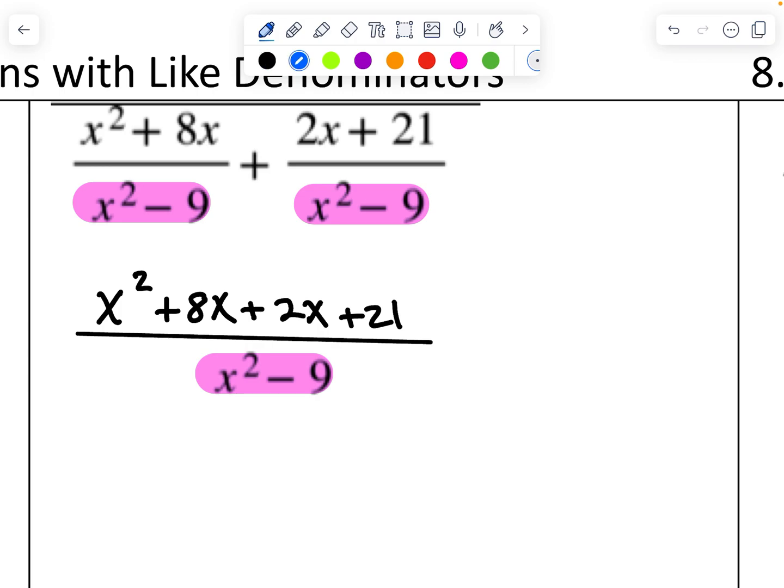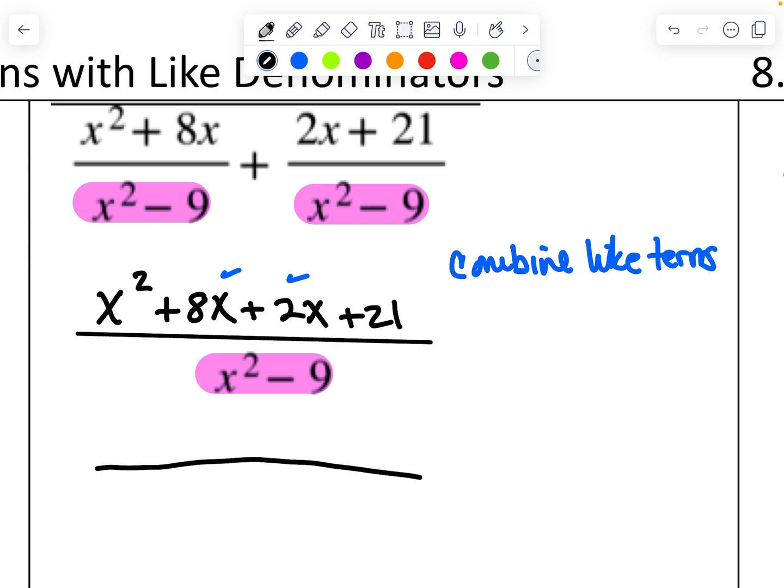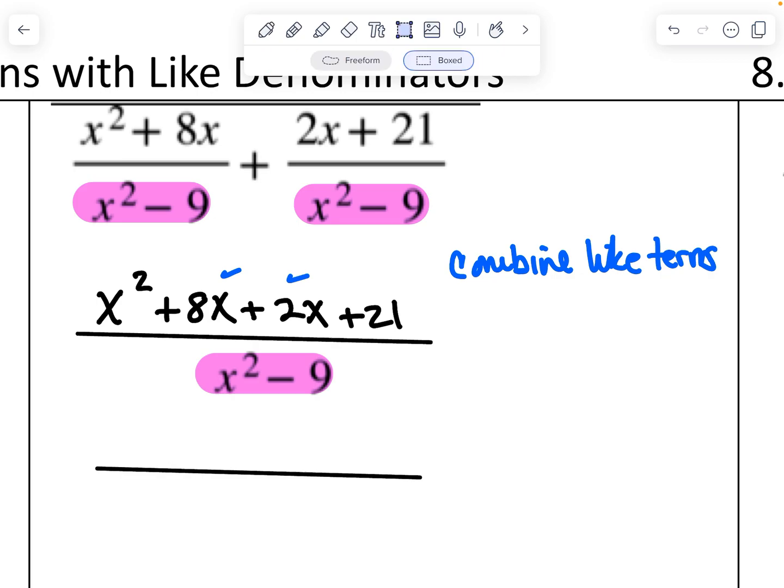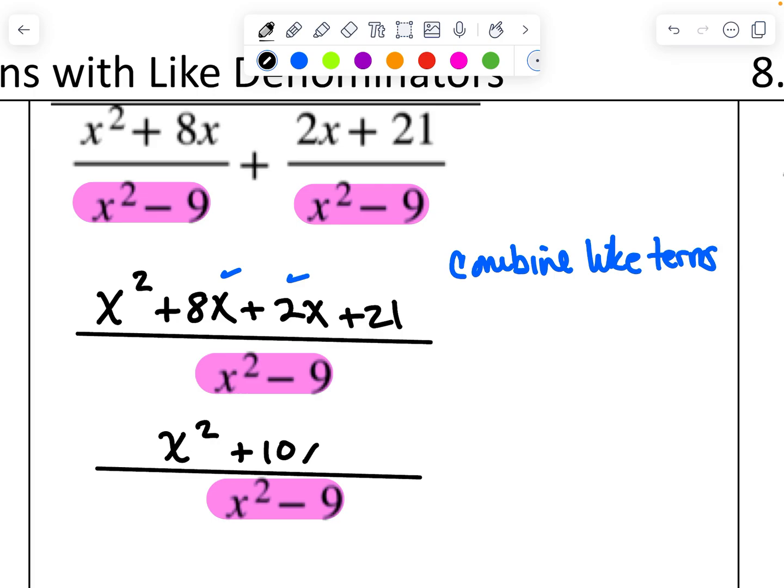Okay, now we are going to have to combine like terms, because this one and this one can be added together. So we have our fraction bar. Our denominator, never changing, is that right there. And our numerator is x squared plus 10x plus 21.